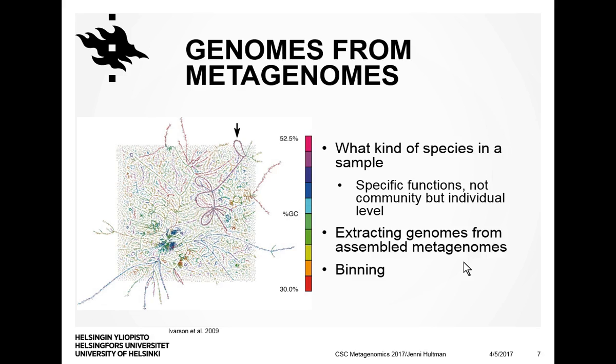Here's a picture from 2009, showing what the genomes in a metagenome look like. Here the different lines are individual genomes of different GC%, and then you can extract the information and look at the contigs going to each of these bins.